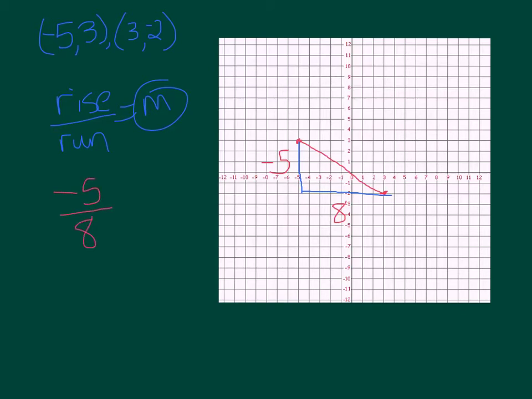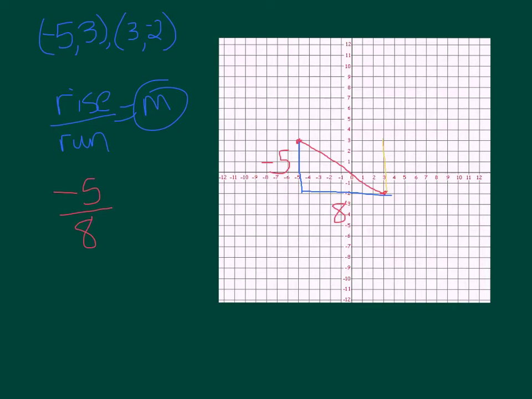My run is 8. Okay. Now you notice the slope is negative. If you look back, the other one was positive, this one's negative. Now you can also start from this point here and see how much you rose.